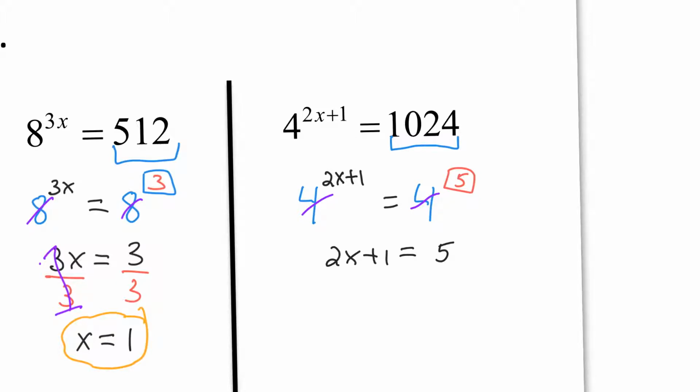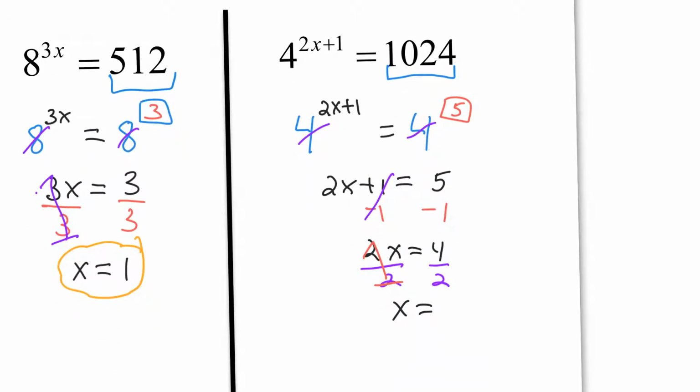Now you start solving like a regular linear equation. Subtract 1 from both sides. That's gone. So we have 2x equals 4. You guys divide by 2 on each side. This turns into 1. So x equals, and let me just move this up so you guys can see, 2. So my answer for this one, x equals 2.